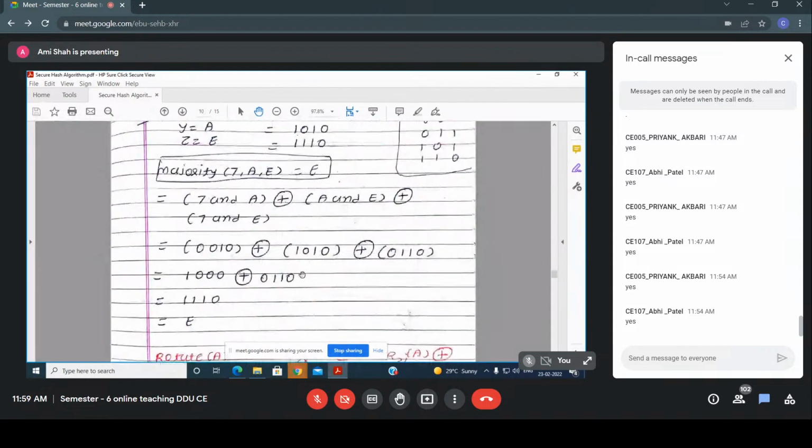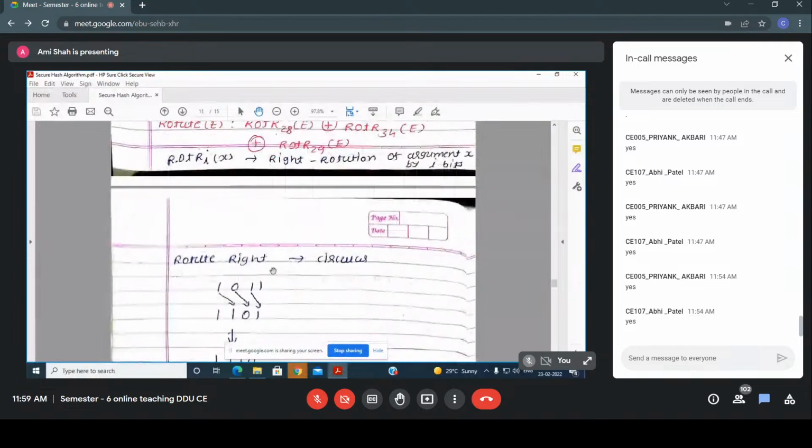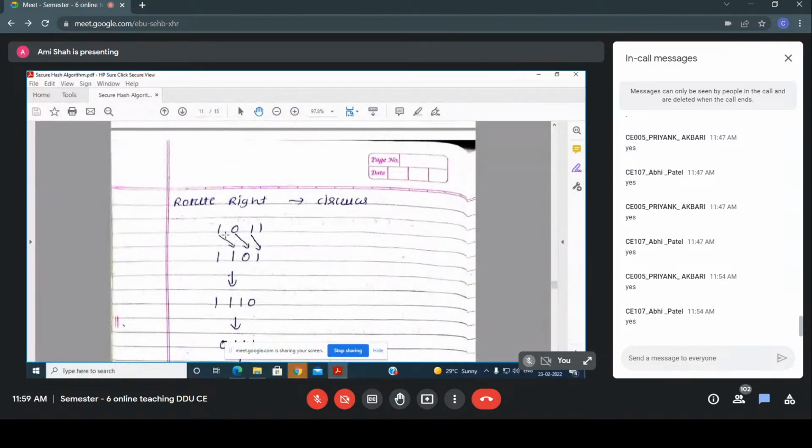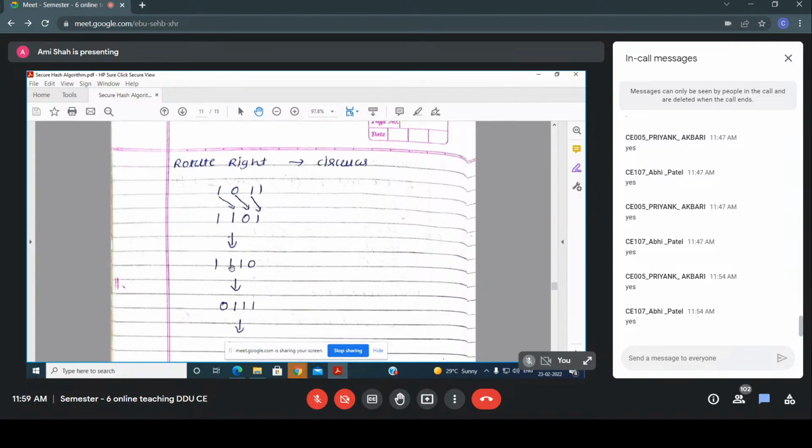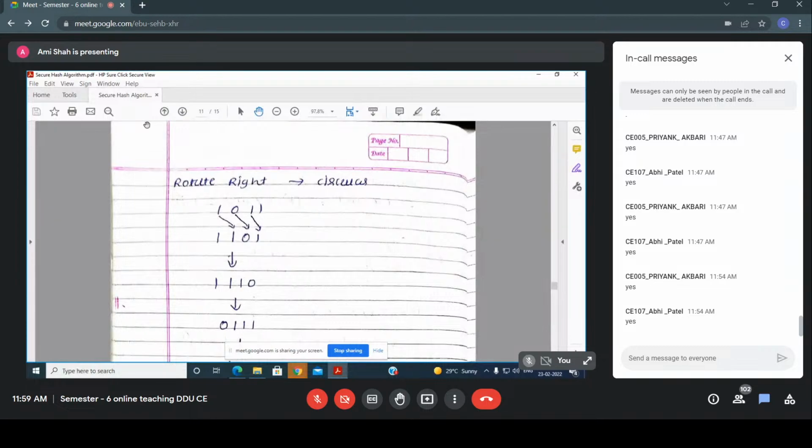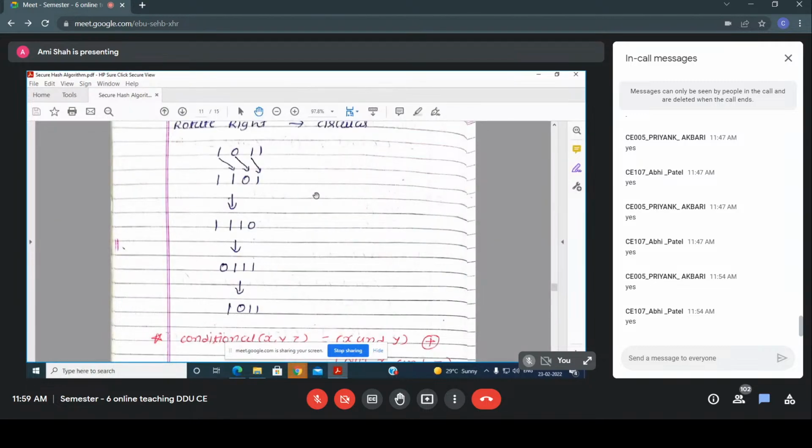So here in this case, how to do it? Let's say my data is 1011. How to perform this rotate right in a circular manner? See here, this 1 0 1, and finally the 1 is in the first position. Now again you can see 1 1 0, and then again 1 is in the first position. Then 1 1 1 and 0 is in the first position. In this way the rotate right operation is performed.